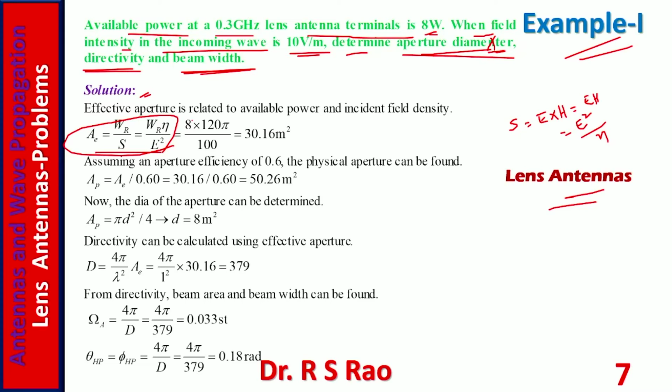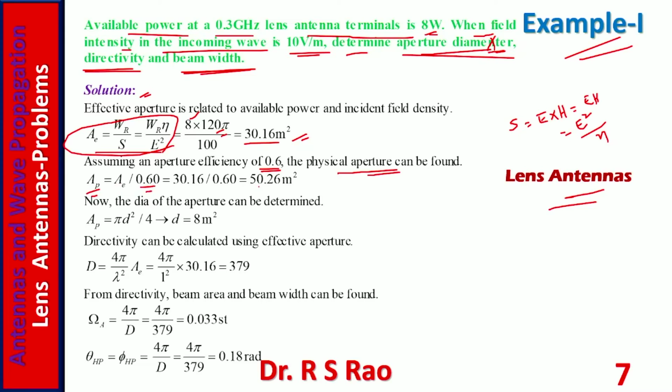Available power is given as 8 watts. Eta is 120 pi for free space. E is given as 10 volts per meter. Therefore, effective aperture becomes 30.16 meters square. Assuming an aperture efficiency of 0.6, which is usually considered a reasonable value in most cases for aperture efficiency, physical aperture can be found. Physical aperture is effective aperture divided by efficiency 0.6.